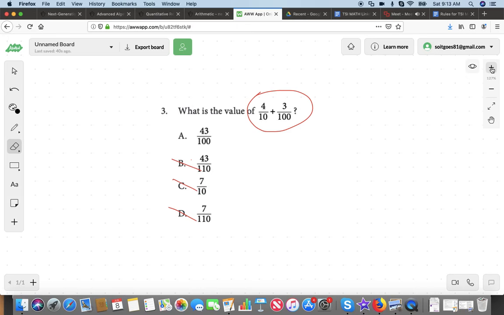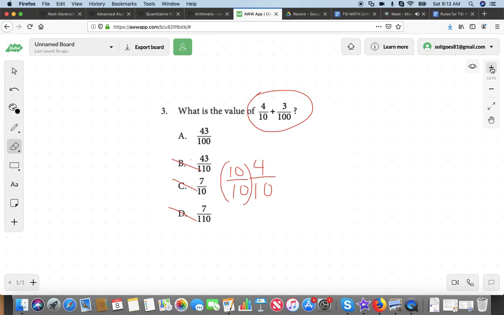So we've got to find the common denominator. The common denominator is going to be 100. Okay? So here's what I'm doing. I'm going to take that 4/10, and then I'm going to multiply that by 10/10. Right, with just the parentheses and no sign in between. We're talking about multiplication here, right?